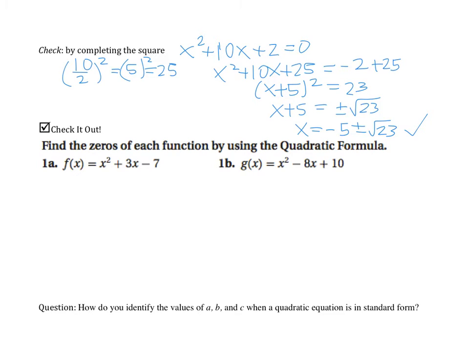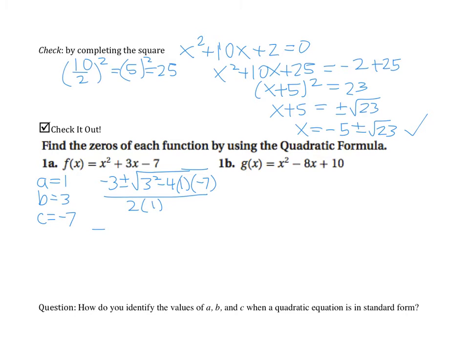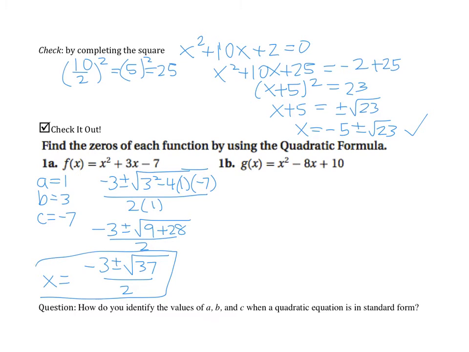Okay, so we're going to try each of these. Again, find your A, your B, your C. Substituting into the formula is the opposite of B, plus or minus the square root of B squared minus 4 times A times C all over 2A. Square root of 37 does not simplify, so that is our answer.